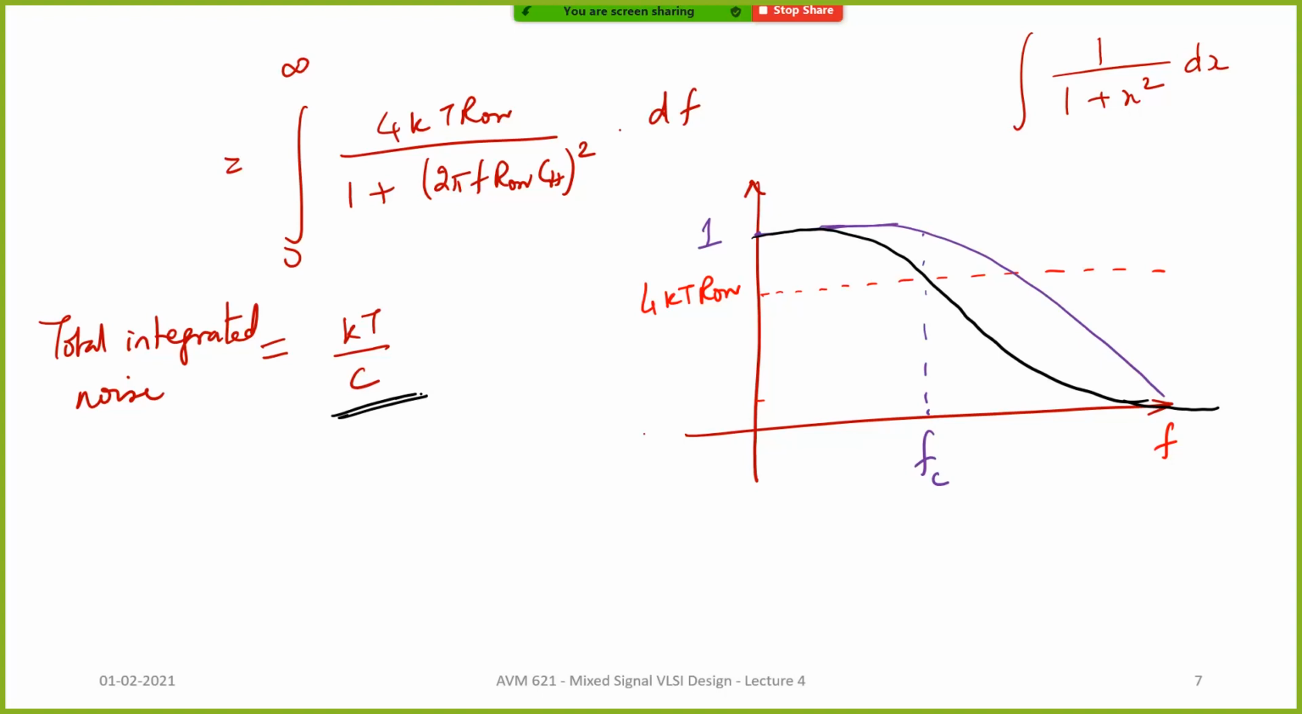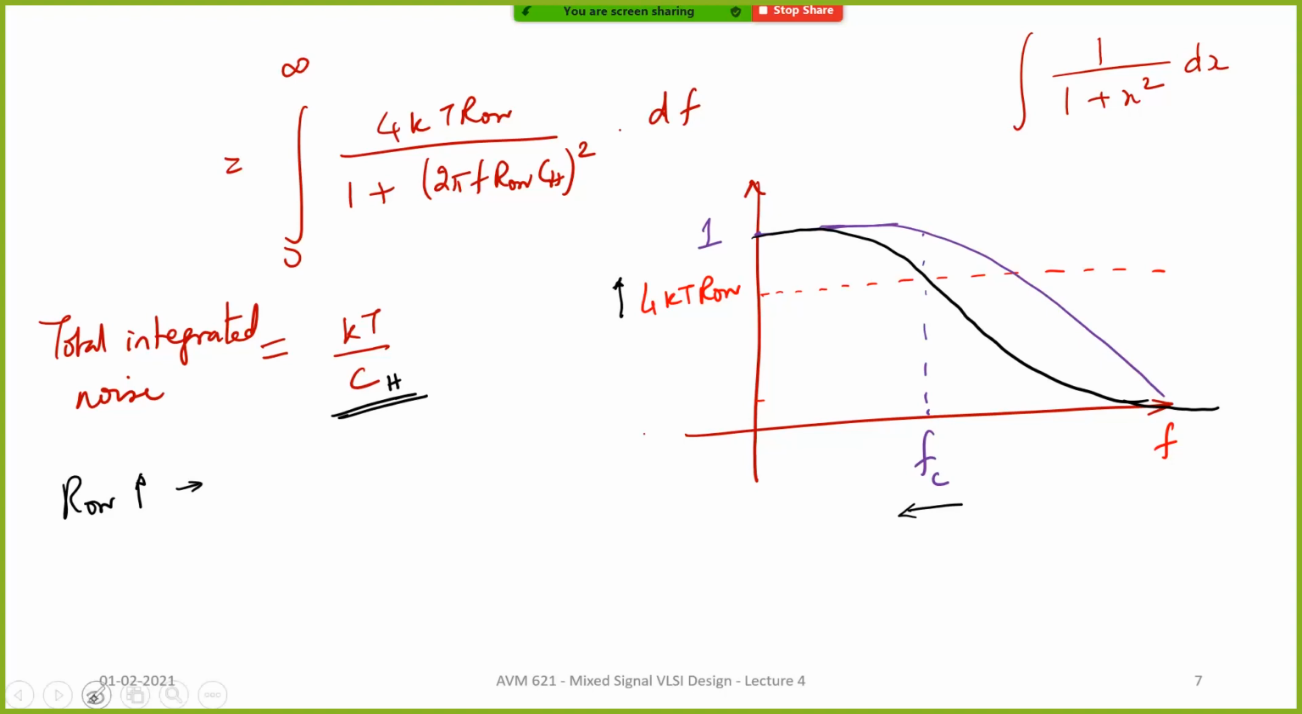See, as R on increases, this term 4kT R on will go up. At the same time, what will happen to this FC? FC will move to the left. So both these effects compensate each other, and the total integrated noise remains the same. So the total integrated noise depends only on the capacitor, and on the temperature obviously.